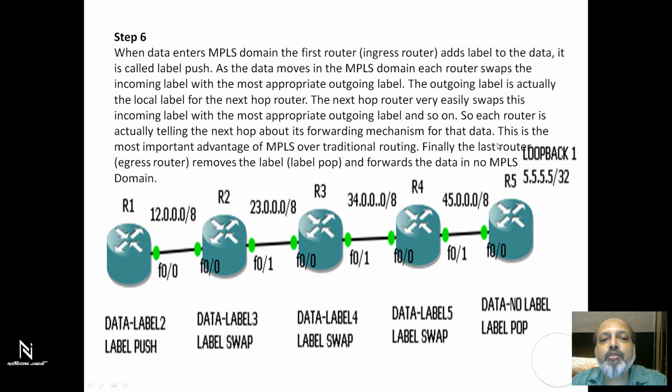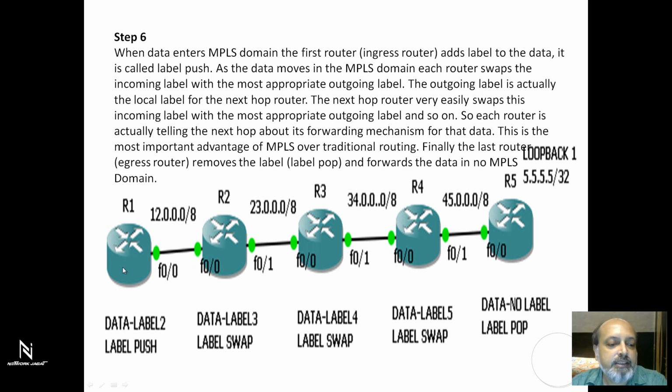And finally, the last router, that is the egress router. When the data comes here, there is no need for any label. So this router now extracts the label or pops the label from the data and pushes it inside the non-MPLS domain. I think it is now very clear. It is not at all a very difficult story.